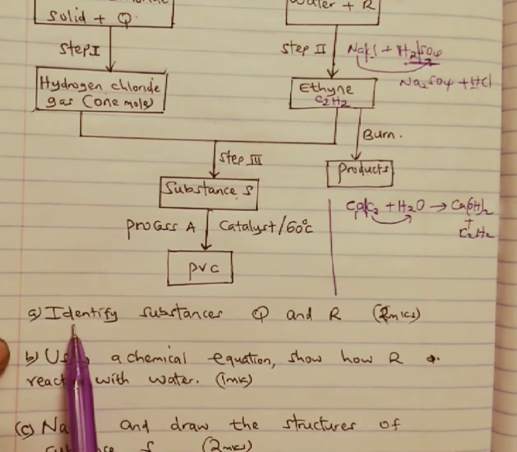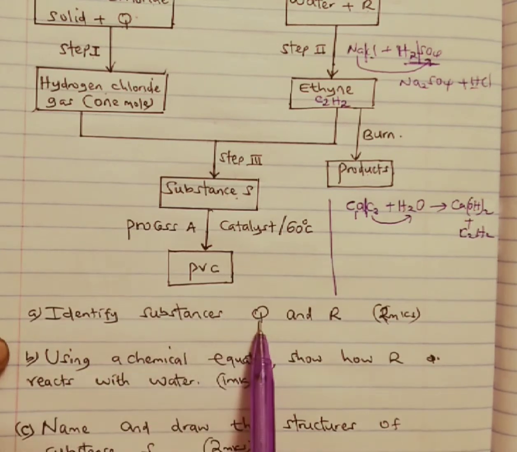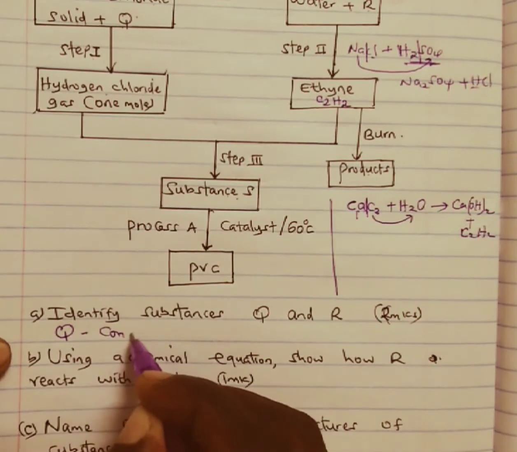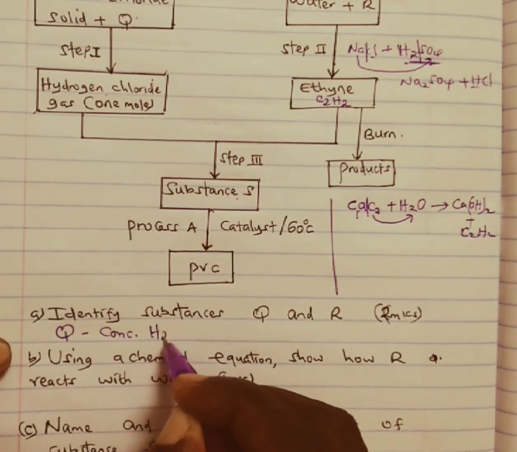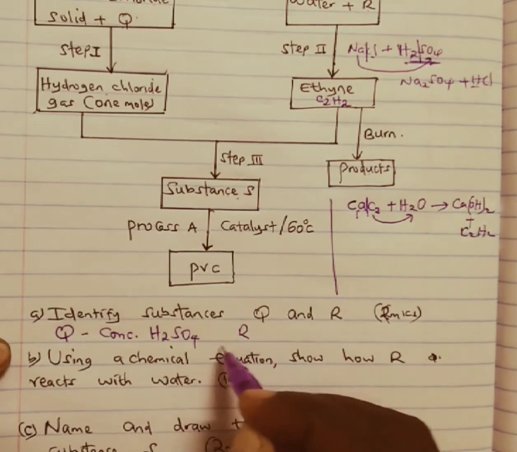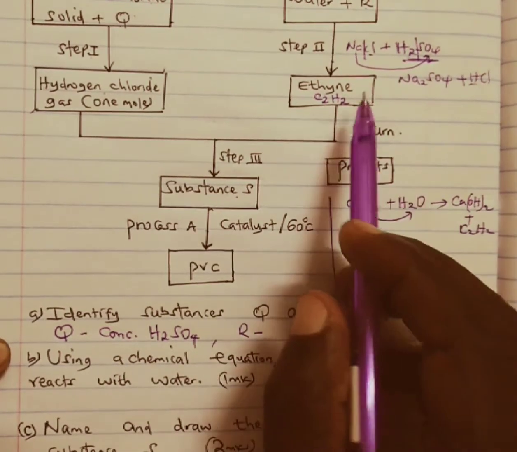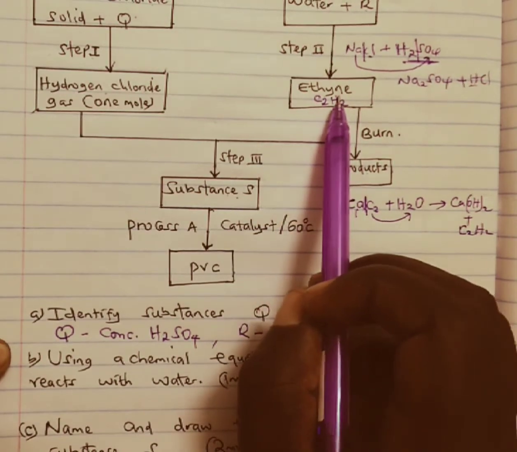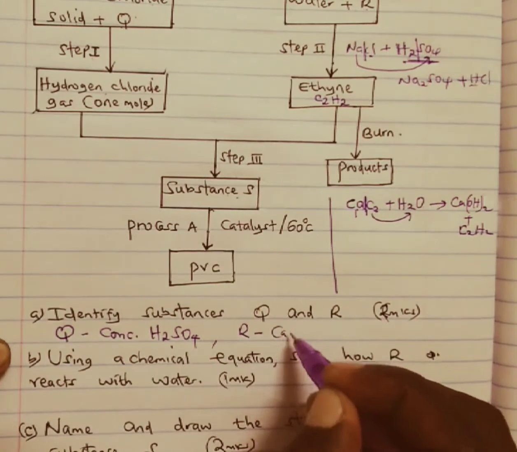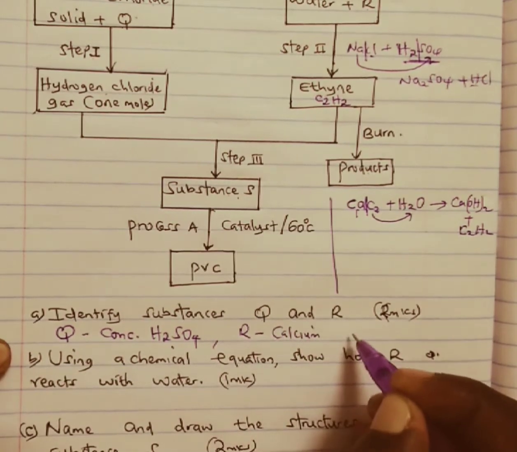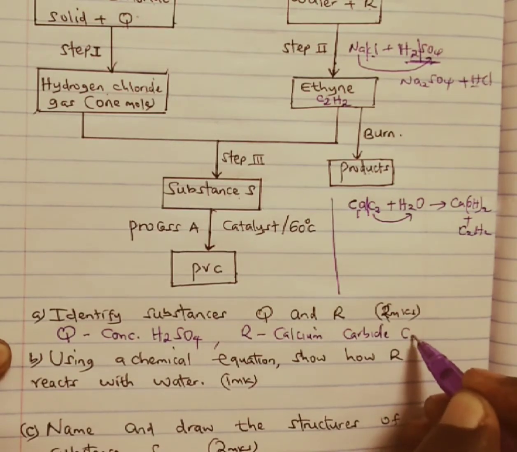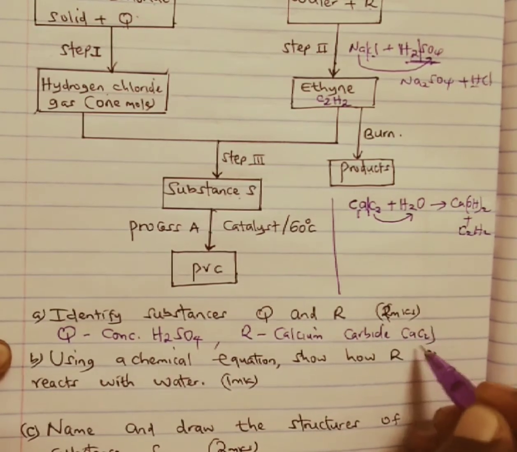The first question we have is identify substances Q and R. So Q is concentrated sulfuric acid, then R is calcium carbide, because we prepare ethane gas by reacting calcium carbide and water. It is calcium carbide. That is CaC2.